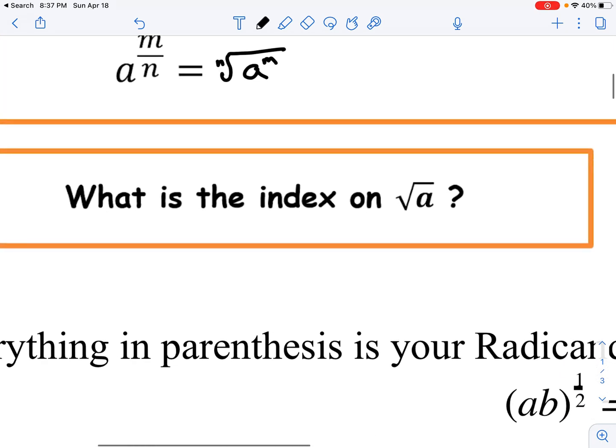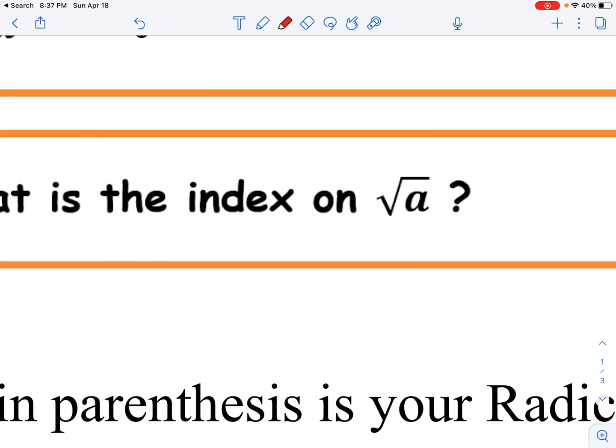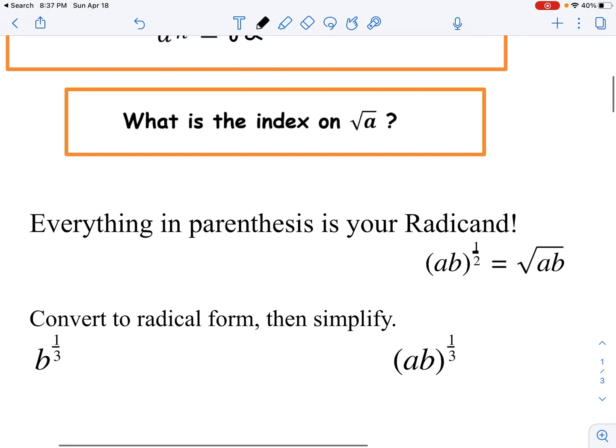One more thing we need to talk about. It says, what is the index on this one? There's not a number listed right here, but there could be. If you don't see a number there, we are just going to assume that it is a 2. And what a 2 means is that would be a square root. So if you don't see it, that's a square root, and you can assume that a 2 would be there.